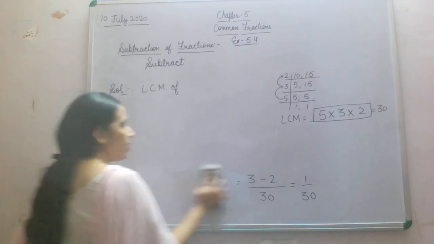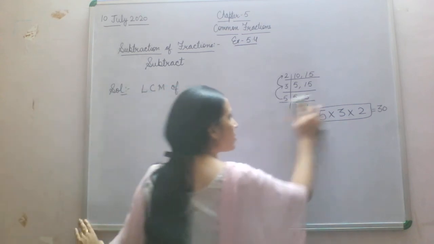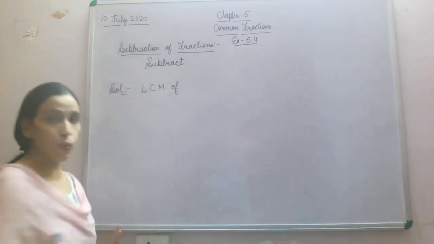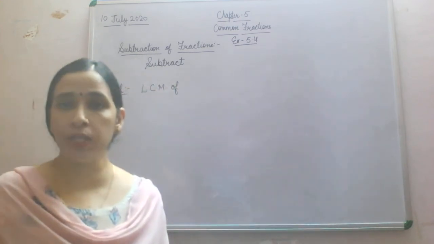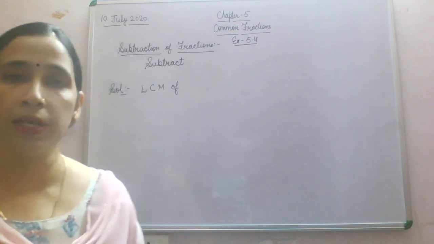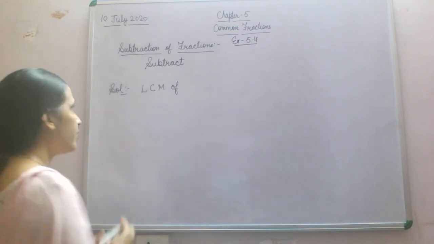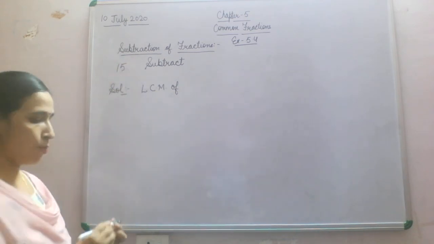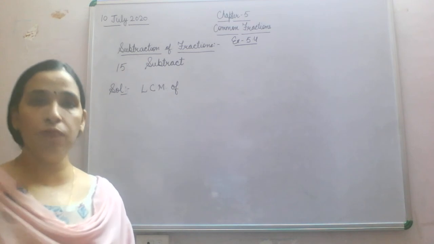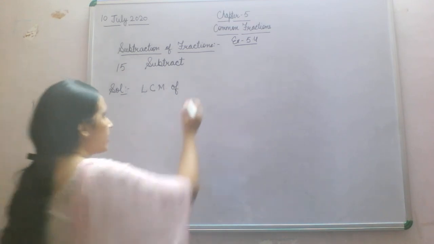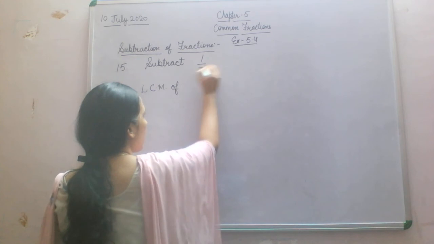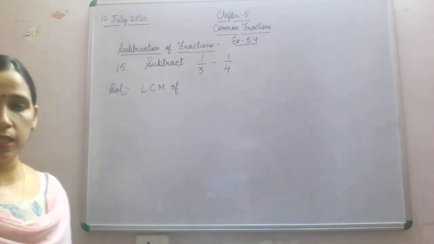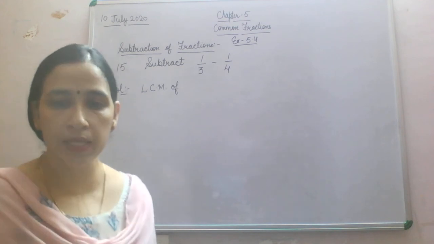Now here you have to do subtraction among two unit fractions. So let's start, children. This is your question number 15 of exercise 5.4. That is 1 by 3 minus 1 by 4. This you have to do.